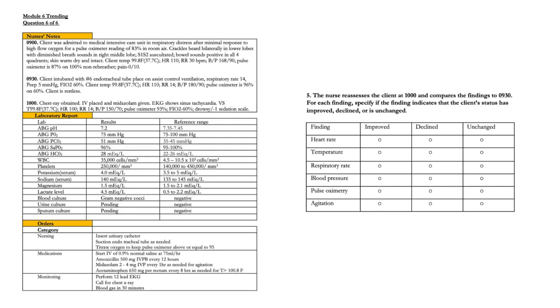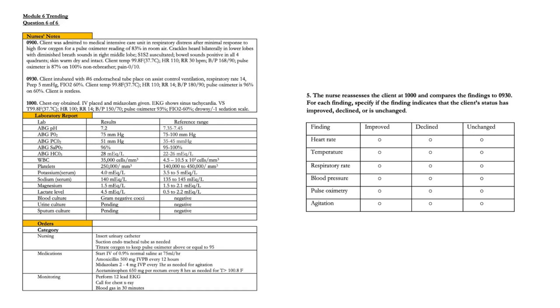Module 6. Question 6 of 6. Trending. Following intubation, the nurse's notes at 10 a.m. read: chest X-ray obtained. IV placed and midazolam given. EKG shows sinus tachycardia. Vital signs: temperature 99.8 Fahrenheit, heart rate 100, respiratory rate 14, blood pressure 150/70, pulse oximeter 93% on 60% oxygen, client is drowsy, -1 sedation scale.